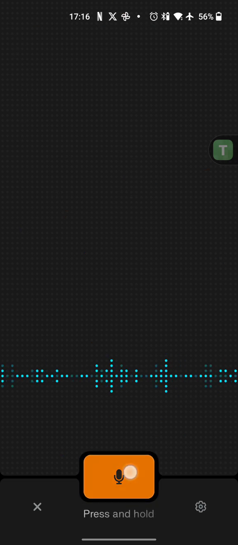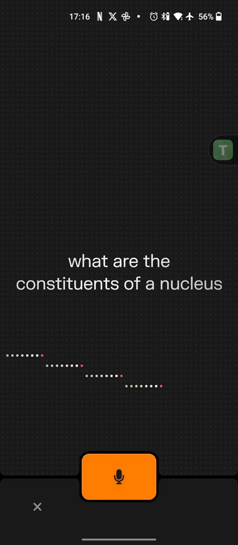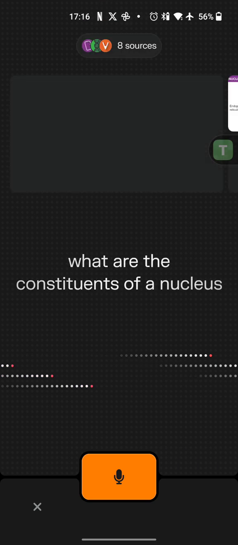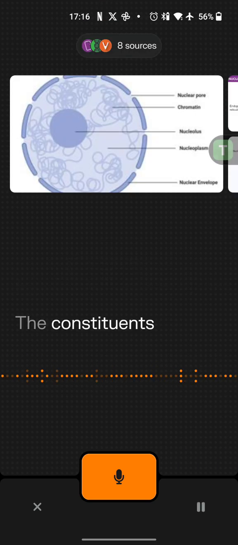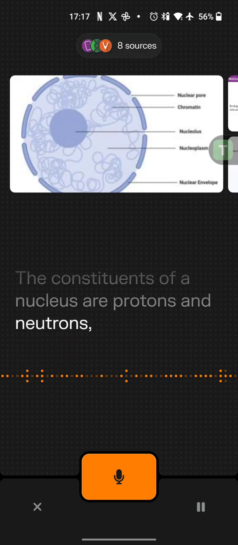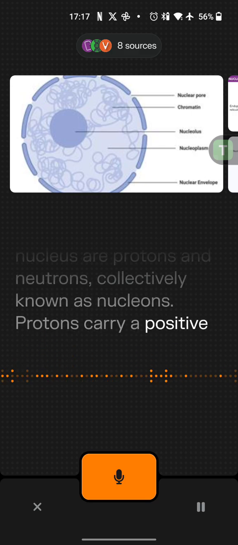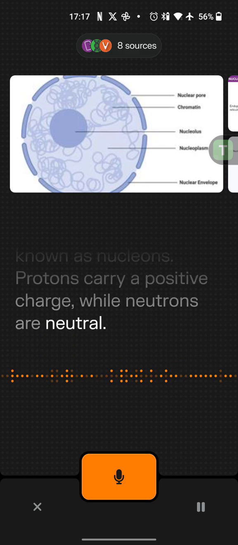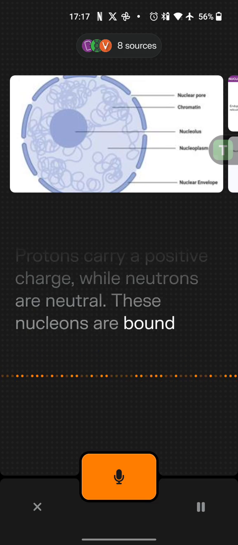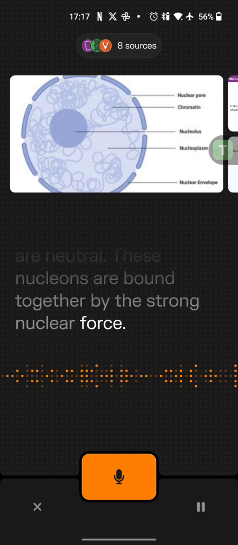What are the constituents of a nucleus? The constituents of a nucleus are protons and neutrons, collectively known as nucleons. Protons carry a positive charge, while neutrons are neutral. These nucleons are bound together by the strong nuclear force.